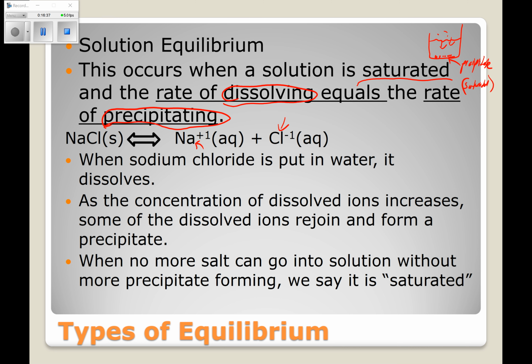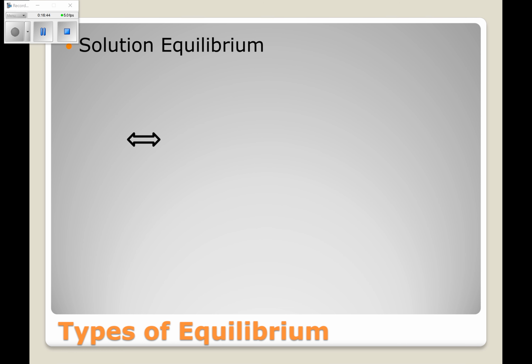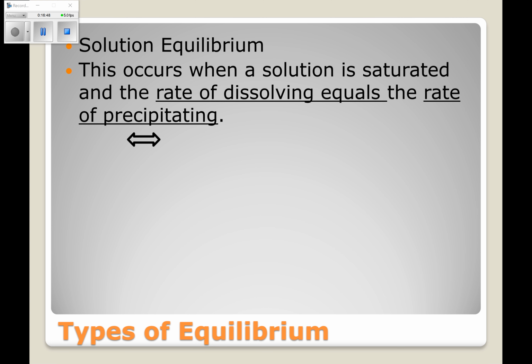When the rate of dissolving equals the rate of precipitating, or the forward equals the reverse, then we have what we call equilibrium. The solution equilibrium is what we just looked at with the simulator, talking about the bottle of water.